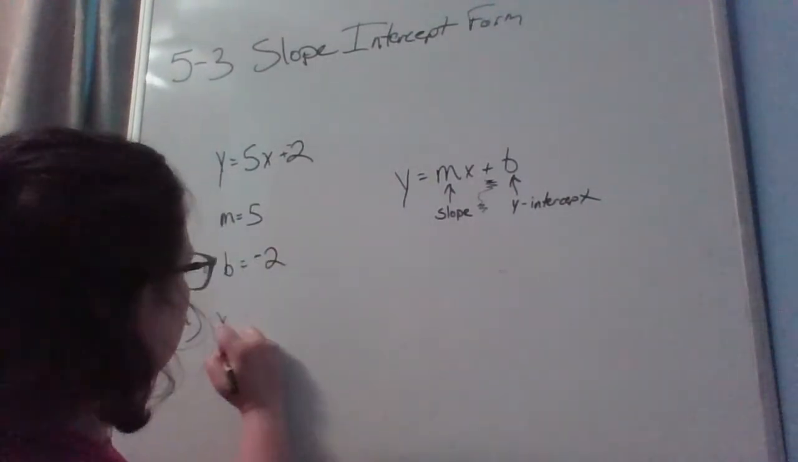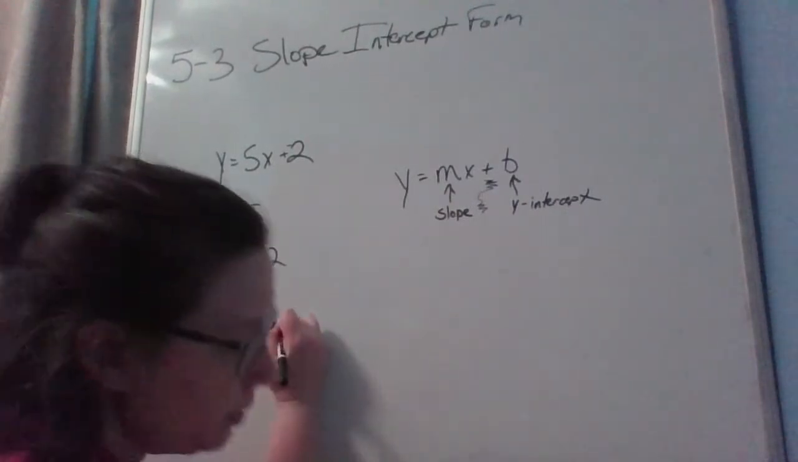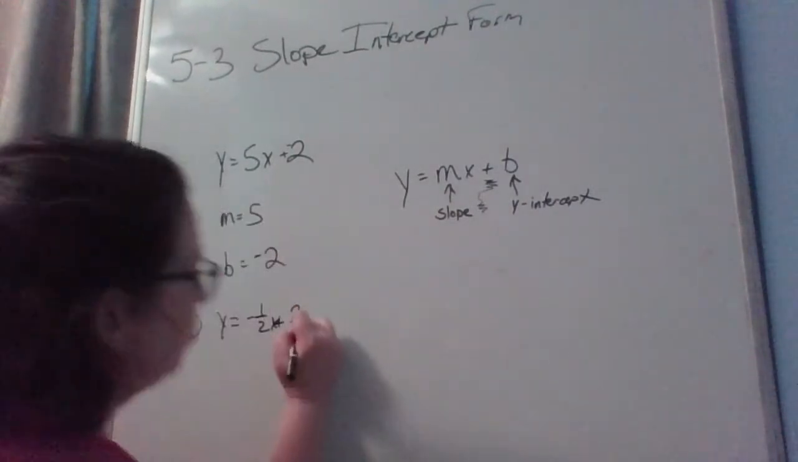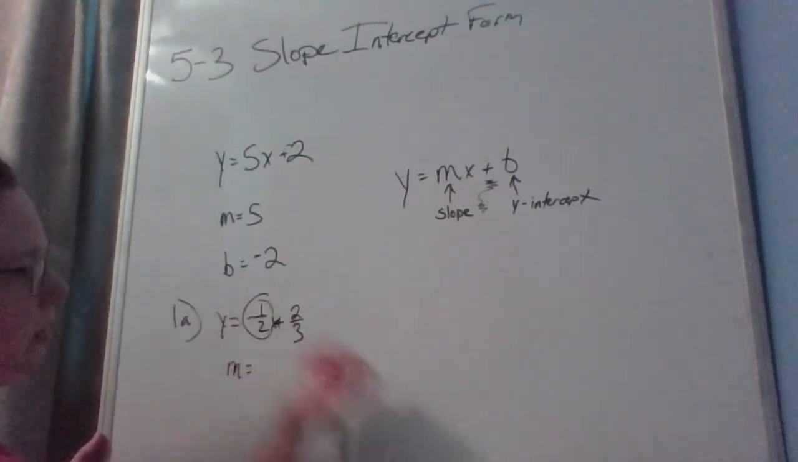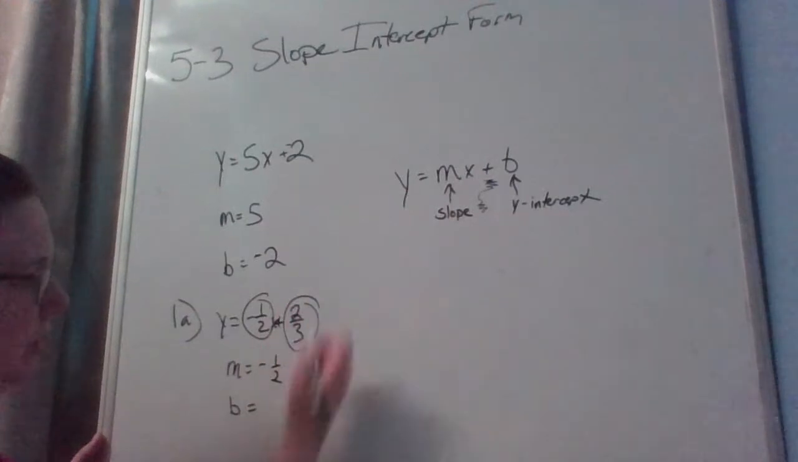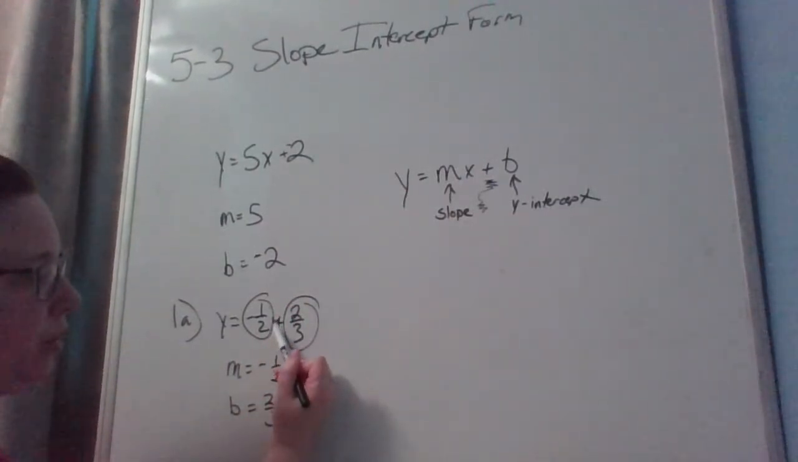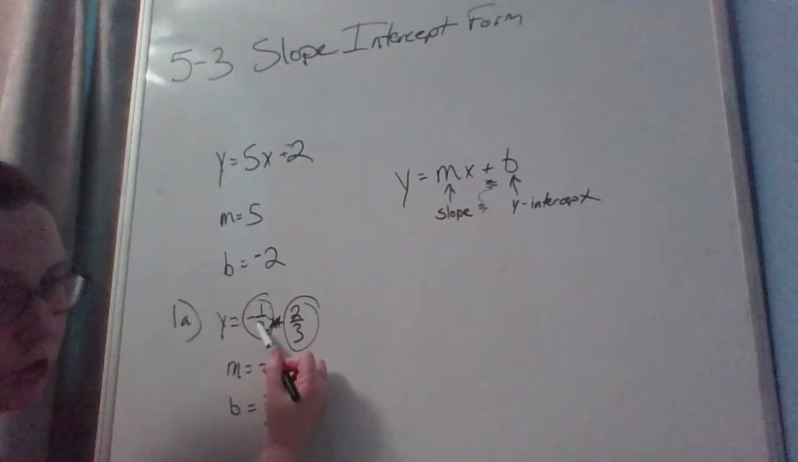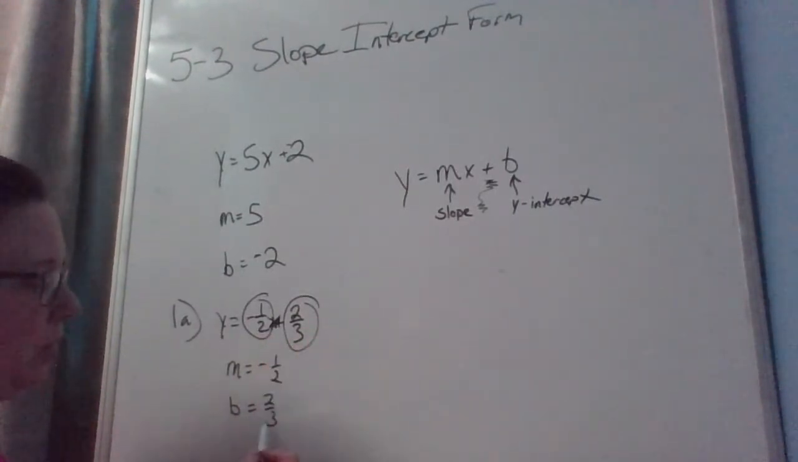This equation is y equals negative 1/2 x plus 2/3. So here we would say our slope is negative 1/2 and our y-intercept is 2/3. It's always going to be whatever your coefficient of your x, that's your slope. The number that's by itself, so the constant, is going to be your y-intercept.